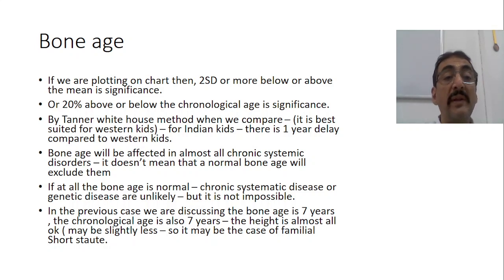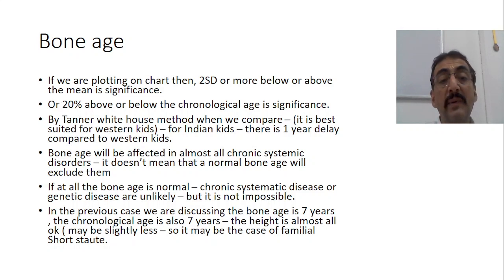By the Tanner-Whitehouse method, when we compare, usually the Tanner-Whitehouse method is better suited for Western kids compared to Indian kids. If there is a 1 year delay in Indian kids compared to Western kids when you follow the Tanner-Whitehouse method for calculating the bone age, that should be taken as normal. In Indian kids there will be a 1 year delay, and that 1 year delay should be considered normal as far as the Indian situation is concerned.